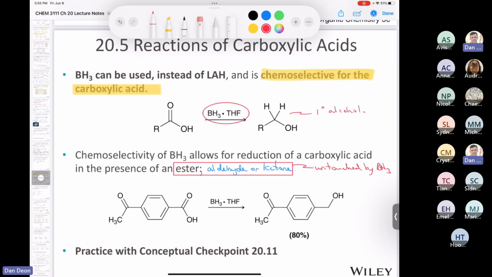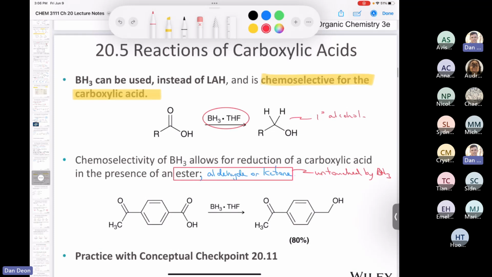And so if you take this compound here, so this would be para-acetyl benzoic acid, you treat it with borane and THF, you see that the ketone, remember, I said a ketone is not going to be touched, so that remains untouched. But the carboxyl group from your carboxylic acid gets reduced to a primary alcohol. So pretty cool reaction and pretty cool reagent, I should say. Now, there's no mechanism in the textbook for this reaction, none at all. So obviously, I'm not going to ask you that in any way, shape, or form.